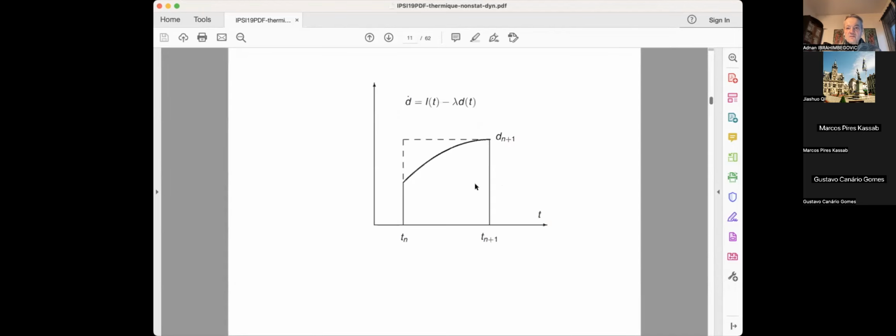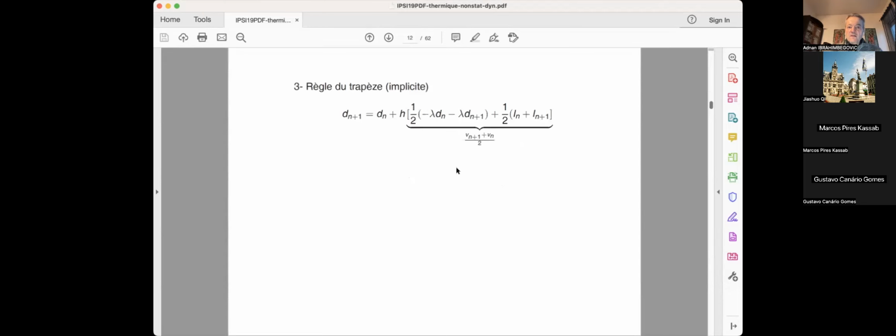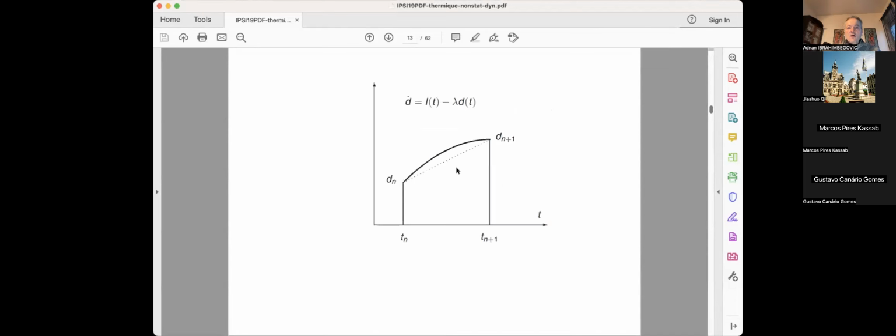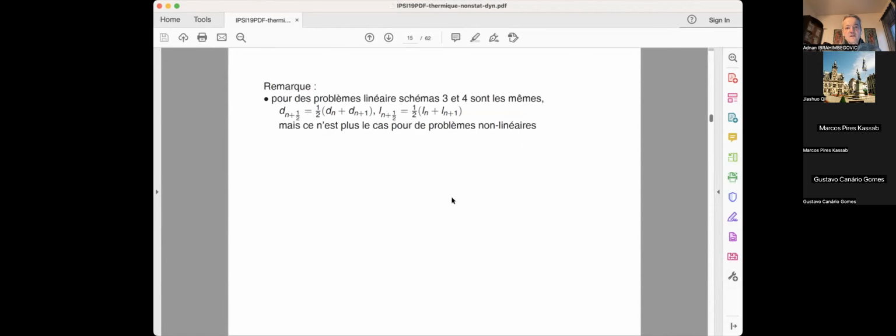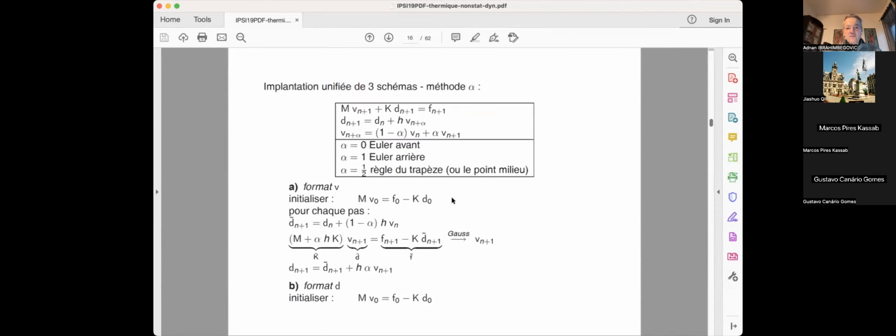Both of these schemes are first order. That means you do an approximation which is simplified compared to the true variation of your time derivative. And if you want to do a better approximation, you can do either the trapezoidal rule or the midpoint rule, evaluating this at a half interval between Tn and Tn plus 1. Then we studied how to compute this for heat transfer. I'm not going to repeat this.